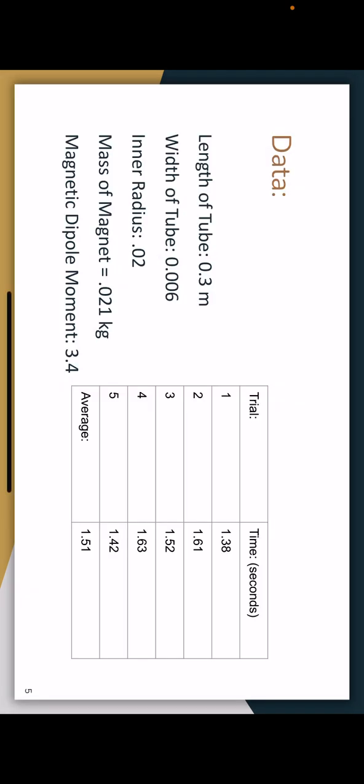Here's the data from the 5 trials. I had 1.38 seconds, 1.61 seconds, 1.52 seconds, 1.63 seconds, and 1.42 seconds, for an average of 1.5 seconds. The other data is shown on the left: the length of the tube was 0.3 meters, the width of the tube was 0.006 meters, the inner radius was 0.02, the mass of the magnet was 0.021 kilograms, and the magnetic dipole moment was 3.4.